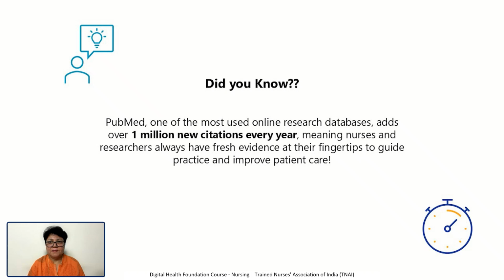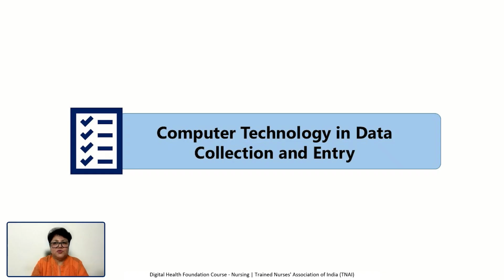Did you know that PubMed, one of the most widely used online databases in healthcare, adds over 1 million new citations every year? That's nearly 2 citations every minute. For nursing professionals, this means that we have a continuous influx of the latest research, evidence, and insights right at our fingertips. Now, let's move to the next critical phase of the research process, data collection and entry, where computer technology offers unparalleled support in ensuring speed, accuracy, and consistency.